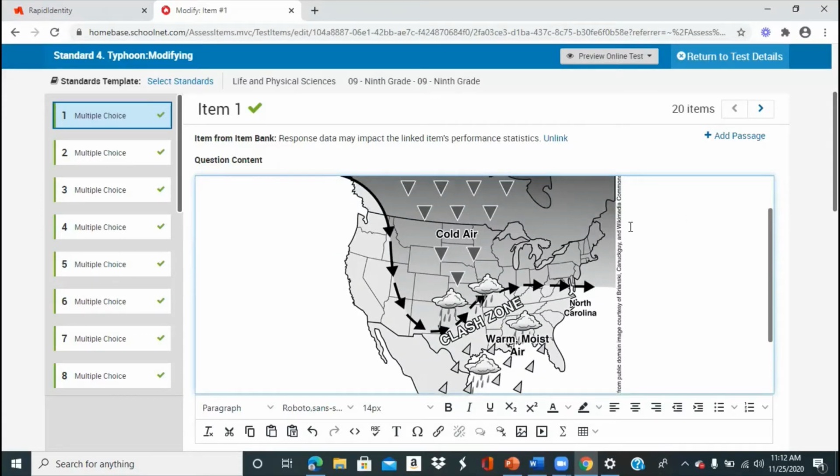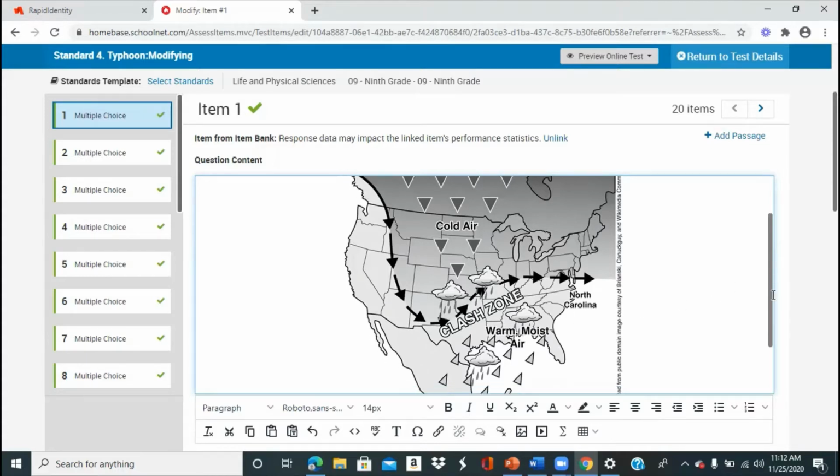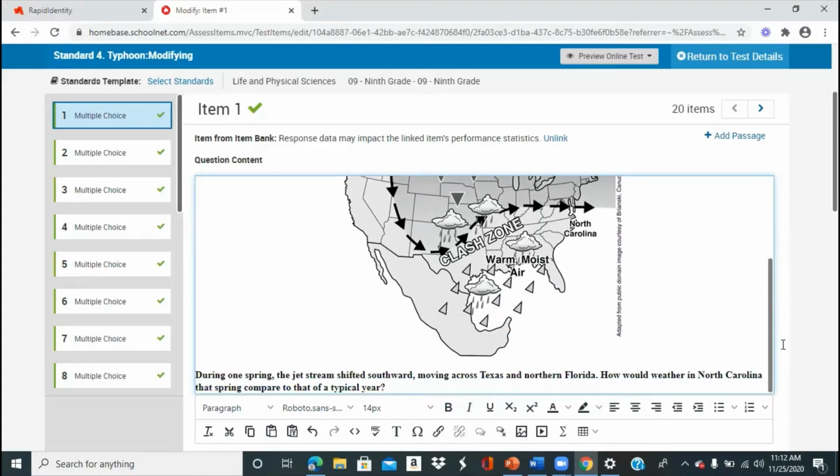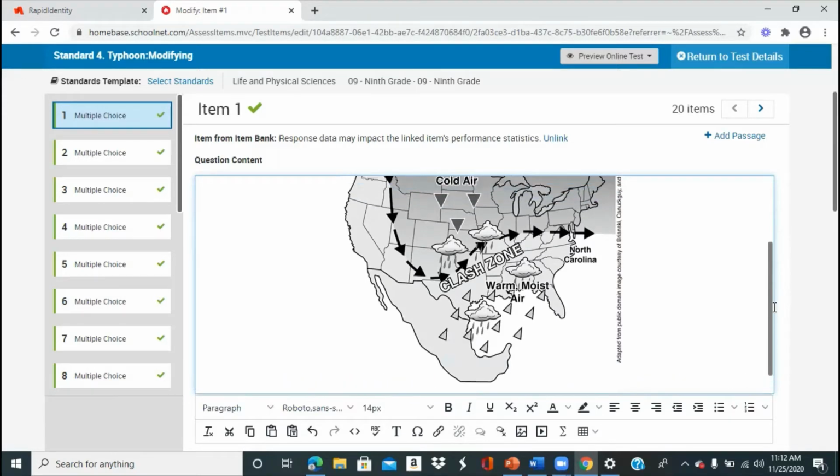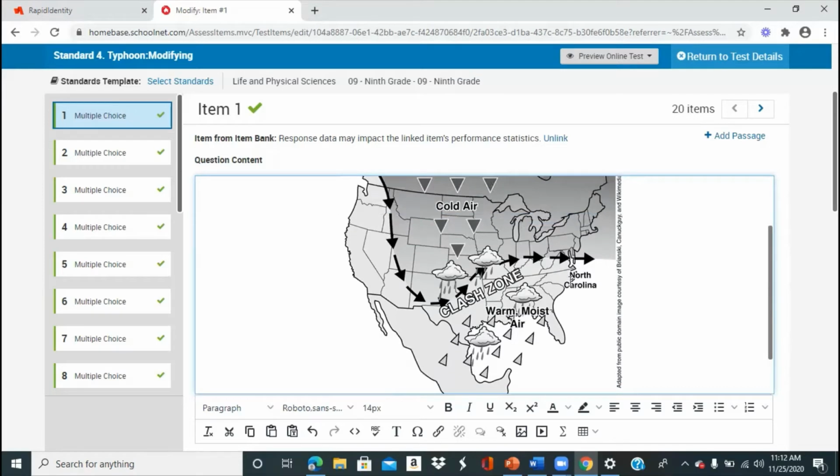So you see that the cool air is moving towards the southward direction, okay? And that is towards Texas and northern Florida. You know that NC is on the east side, or on the east coast. And we say that the jet stream is a high-speed air, and that is driven by the cold air moving towards the locations of places that have warmer air.